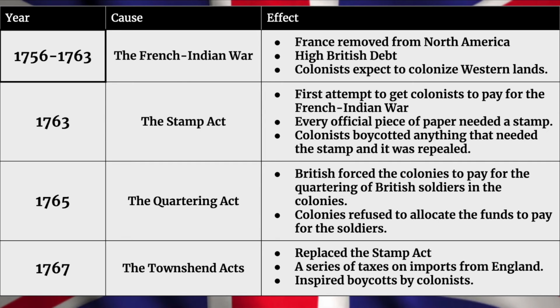And so once again, the British try to make money off the colonies, and once again, the colonies basically say, talk to the hand. We're not paying it. What are you going to do? And so the British in 1767 responded with the Townsend Acts. And the Townsend Acts were considered to be a more creative way to replace the Stamp Act. And they were a series of taxes on imports from England.